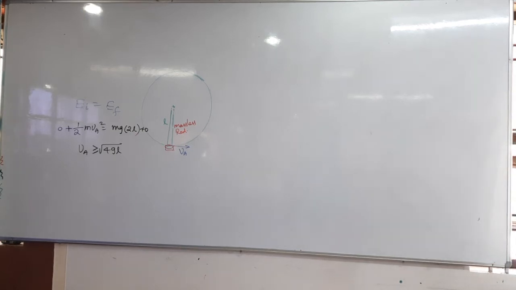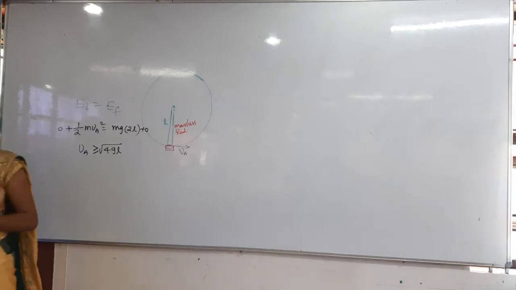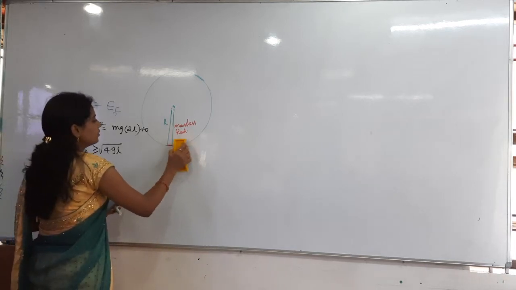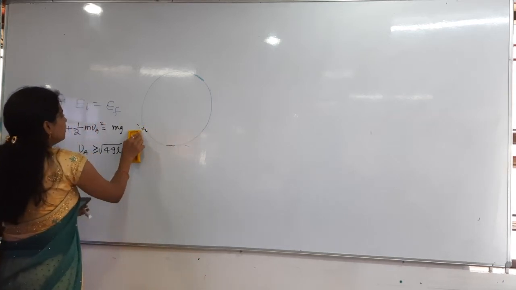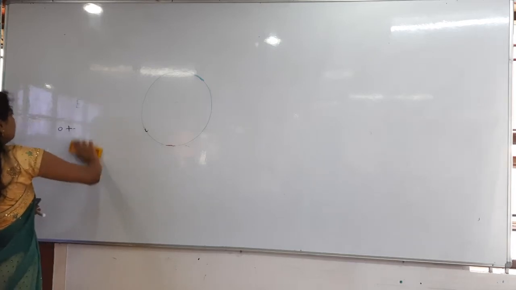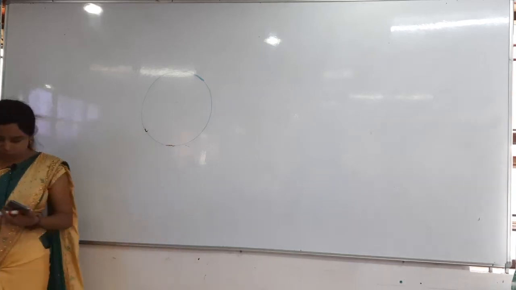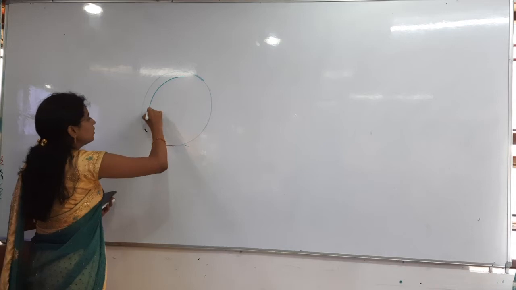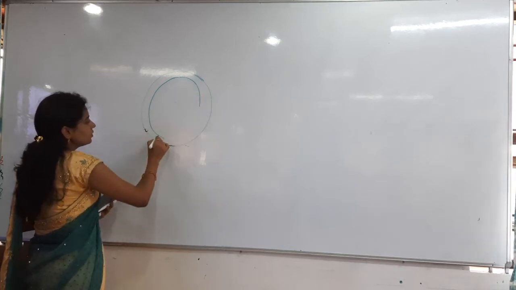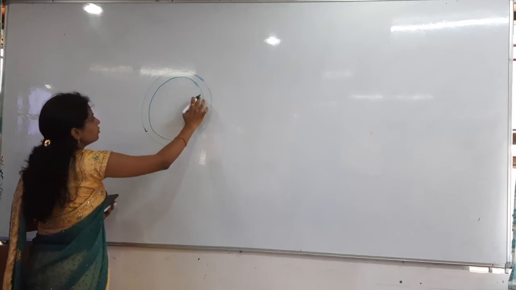Right, next. Find the minimum velocity of a particle to be given at the bottommost point of a frictionless tube, a frictionless uniform tube.